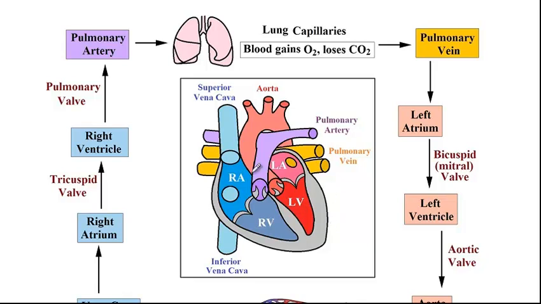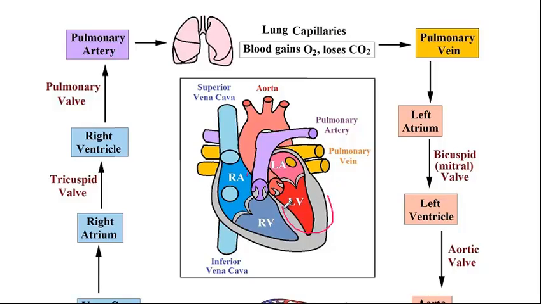So the heart has 4 chambers. 2 of these chambers are called atria, like for instance the right atrium and the left atrium, and the function of these atria is to pump blood into the ventricles. And then we have 2 ventricles, the right ventricle and the left ventricle.